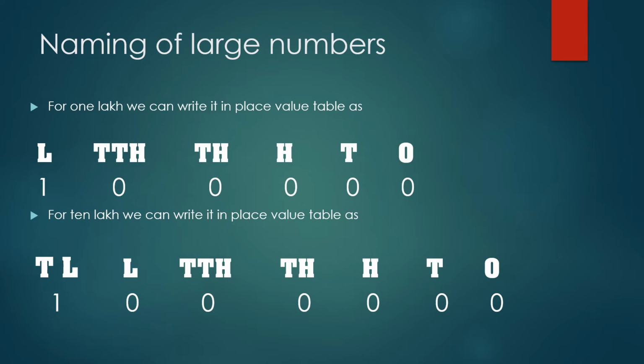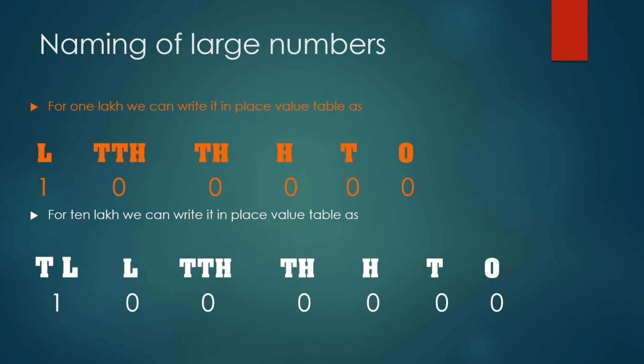In naming large numbers like 1 lakh, we again place the digits of 1 lakh in a place value table shown below. Here we have 0 ones, 0 tens, 0 hundreds, 0 thousands and 0 ten thousands. But we have 1 lakh. So this number we can read as 1 lakh. The number below every place value helps us to find the name of a given number.